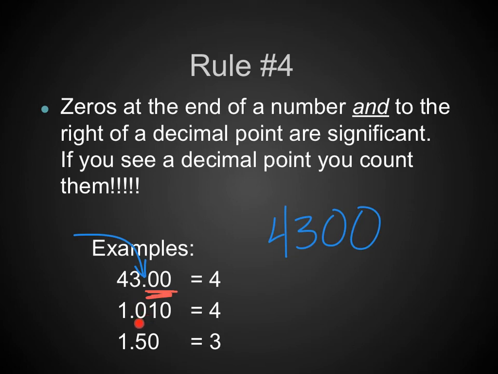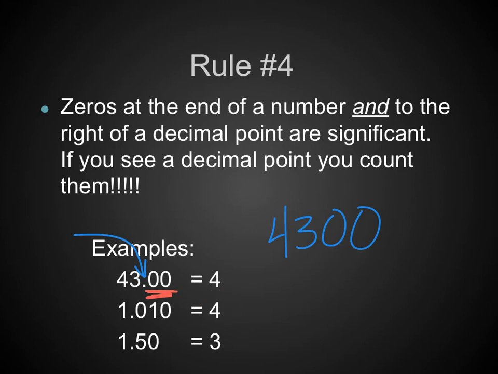That was rule number 2. This 0 at the end on the right-hand side is significant only if I see a decimal point. Well, voila, there it is, that little decimal point. And because that decimal point is there, that 0 is counting. That's why you have 4 numbers.